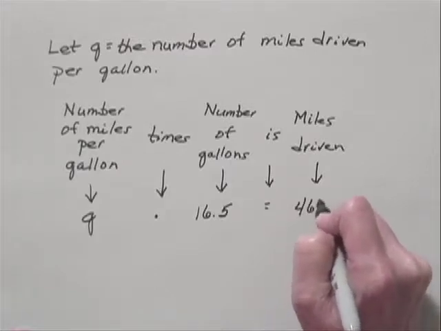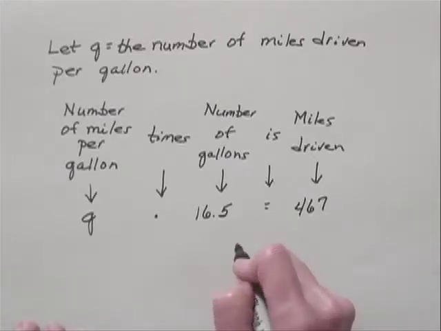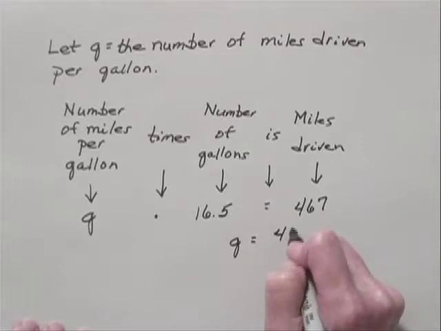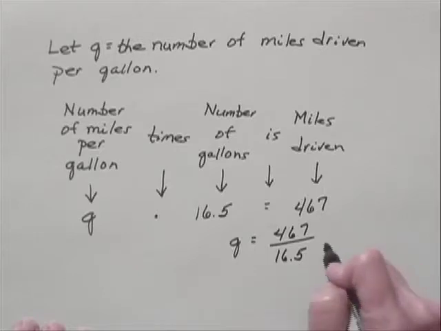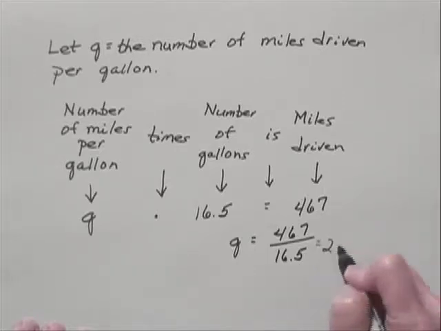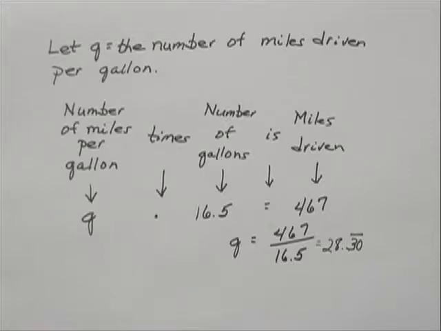We found that it was 467 miles. So we have an equation, G times 16.5 equals 467. We can divide both sides of this equation by 16.5 to find G. So G is equal to 467 divided by 16.5, and when we do that division, we get 28.30, where the 30 is a repeating decimal part of that number. And we were asked to round to the nearest tenth, so we would say that G is approximately equal to 28.3.